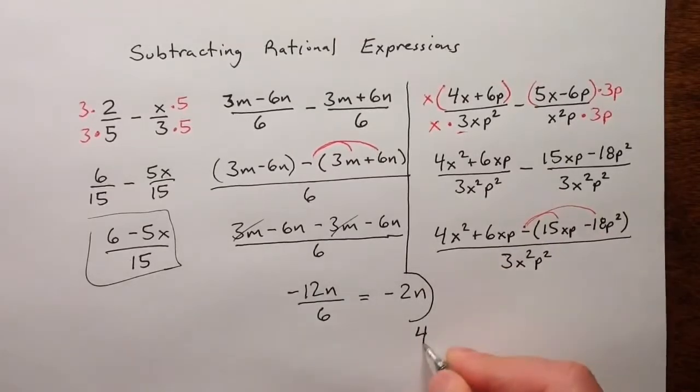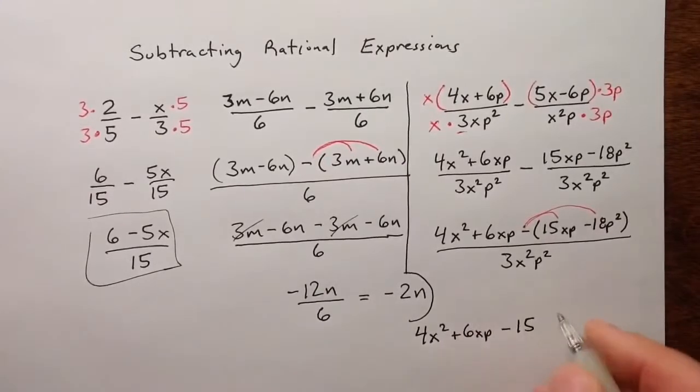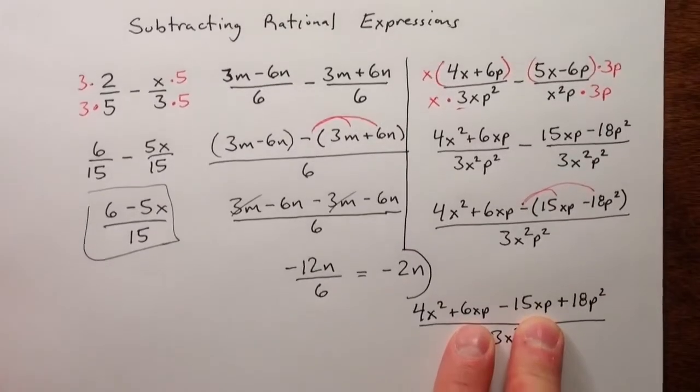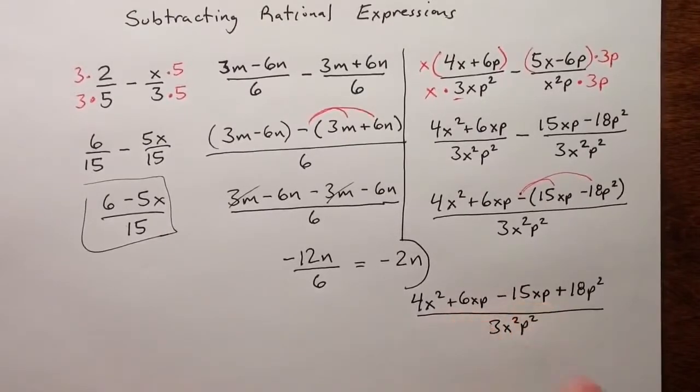So I end up with 4x squared plus 6xp minus 15xp plus 18p squared, all of that over 3x squared p squared. The one last thing that I can do, those two middle terms have the same variables raised to the same power, and so I can combine them. So positive 6 and minus 15 will give me a negative 9xp. Of course, we still have a 4x squared and a plus 18p squared.